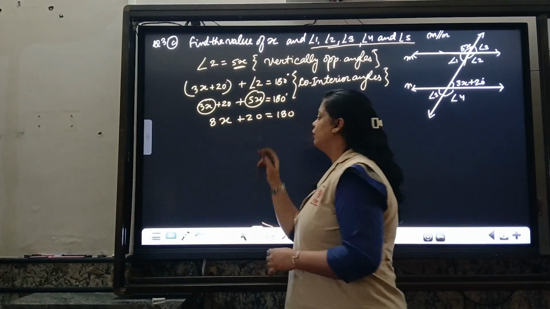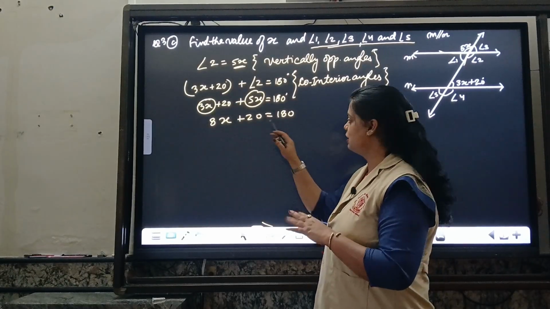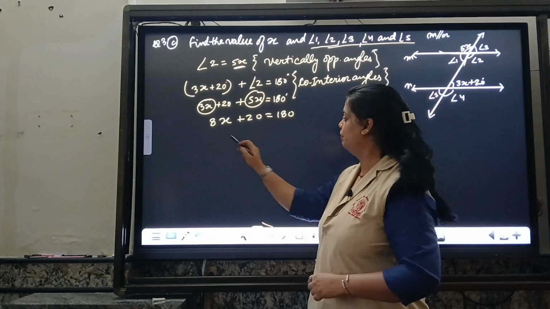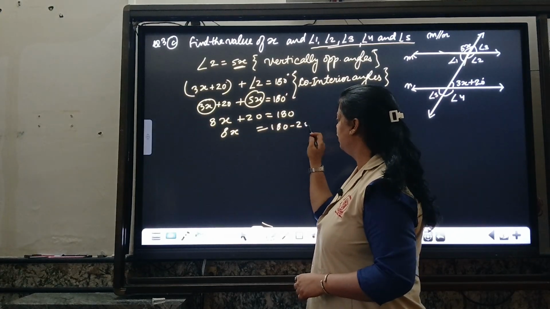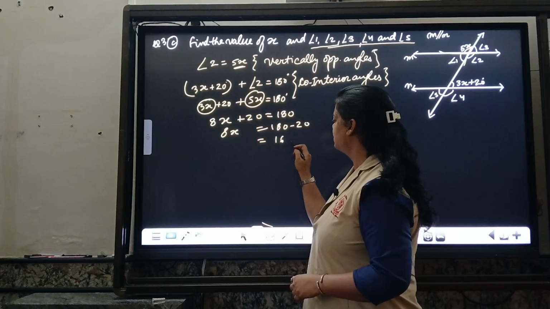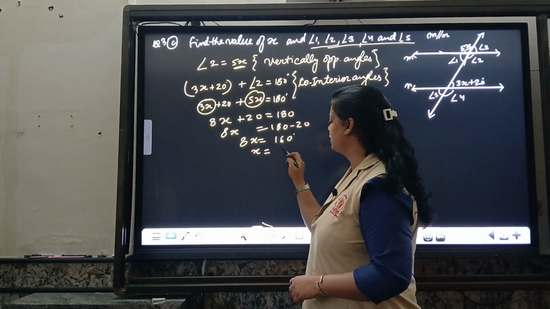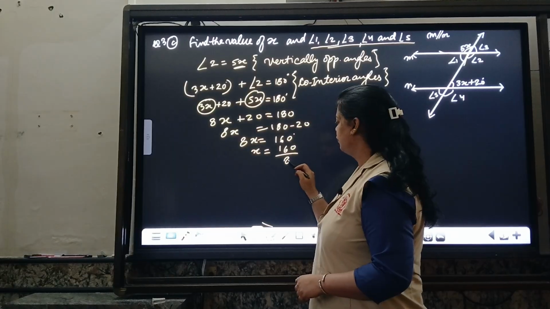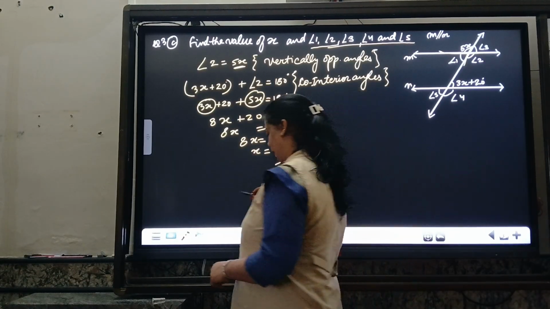Meanwhile, 20 will transfer towards 180 because it is a constant value and x is a variable term. So I will write 180 minus 20, 160 degree. So how many times can we cut x in 160? 20 times. So the value of x is 20.